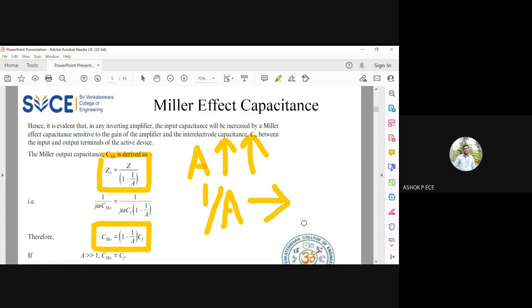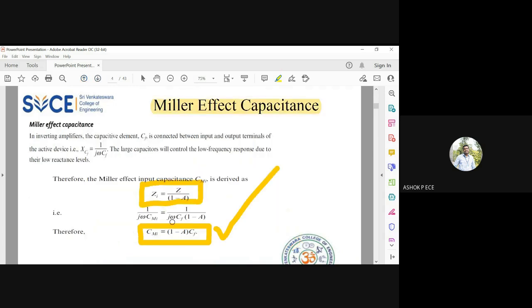1 by A will be very, very small. Mathematically, I can say 1 by A tends to 0. If I put 1 by A equal to 0 here, I will get Cm0 approximately equal to Cf. I can write Cm0 approximately equal to Cf only in the second case because the voltage gain is very, very large. But in the first case, I cannot do that because it is 1 minus A.